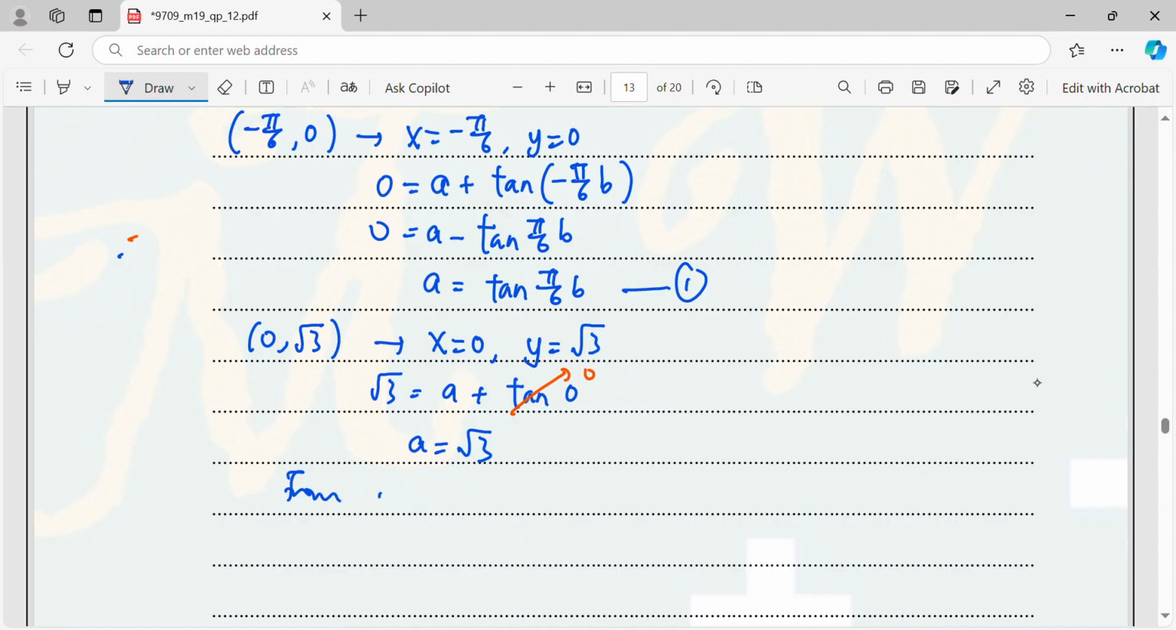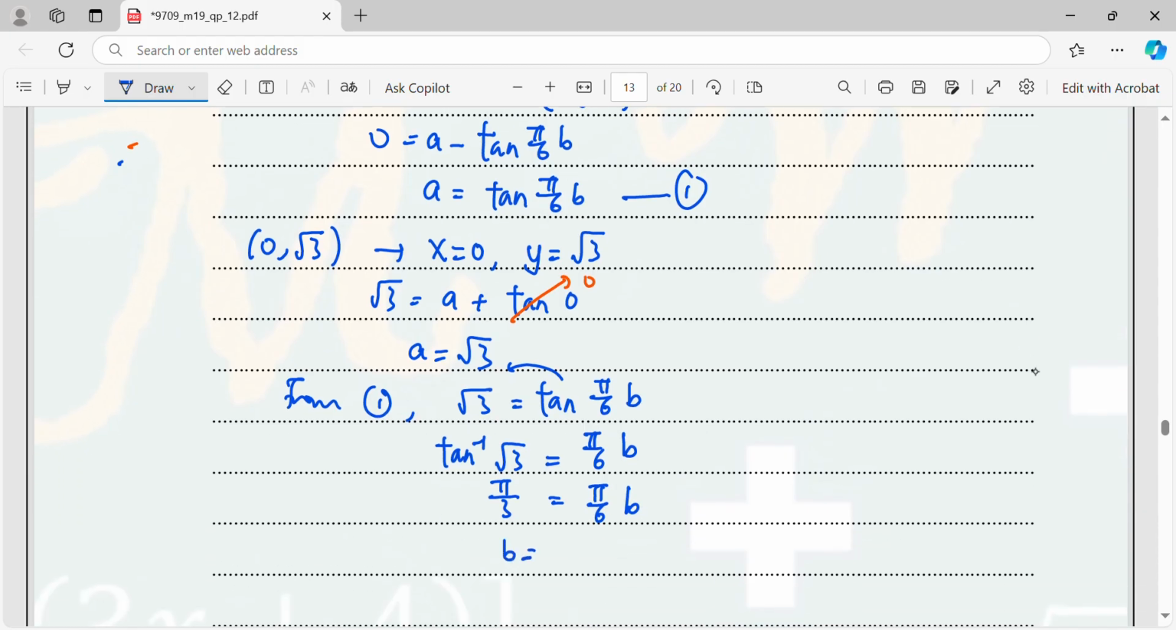Okay, so now substitute this a into the first equation. So from the first equation, square root 3 is tan of pi over 6 b. Okay, so to get b, the tan moves to the other side and becomes arctan. So arctan square root 3 equals pi over 6 b. So arctan square root 3 is basically pi over 3. Okay, you can get it from the calculator. Then from here, my b is pi over 3 times 6 over pi. That is going to be 2. So done for the b.